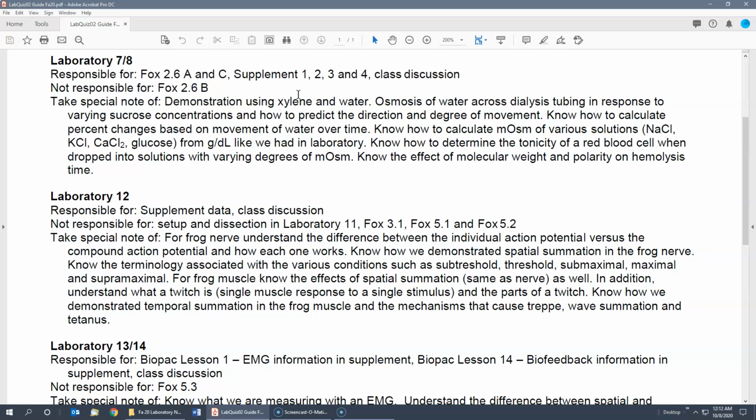If it was 280, that would be isotonic. The red blood cell would not change size. And then if it was above 280, it would be hypertonic, and we would pull water out of the red blood cells and they would shrink. You should also know the effect of molecular weight and polarity on hemolysis time, right? So the smaller the molecule is, the faster it will diffuse across the membrane. So the faster hemolysis time it'll have, and the more non-polar a molecule is, it'll also increase the speed in which it moves across the membrane, which means it would have a faster hemolysis time. So that's Lab 7-8.